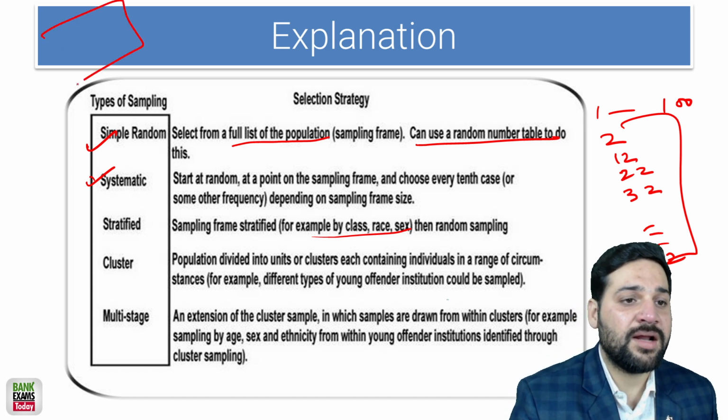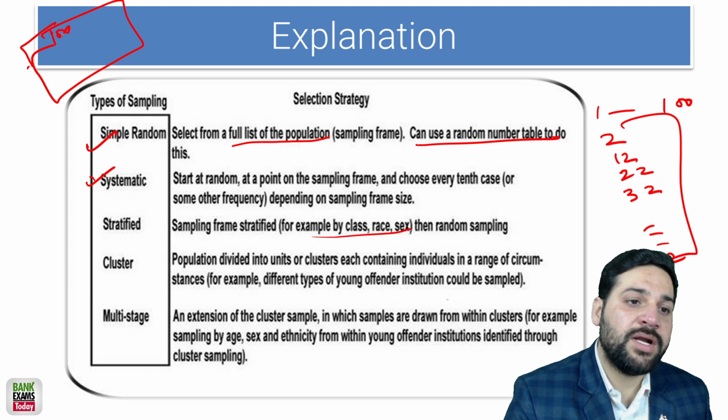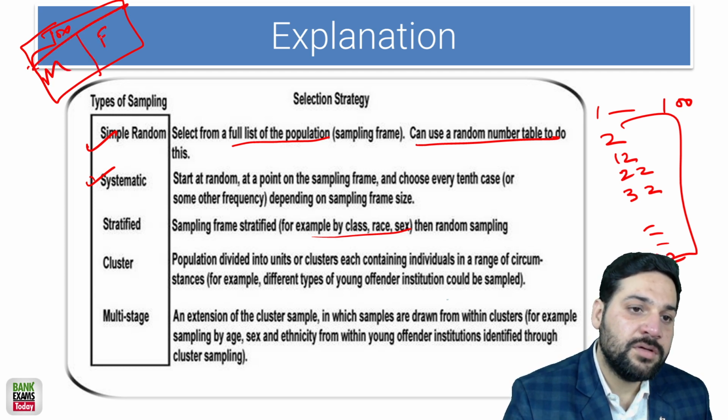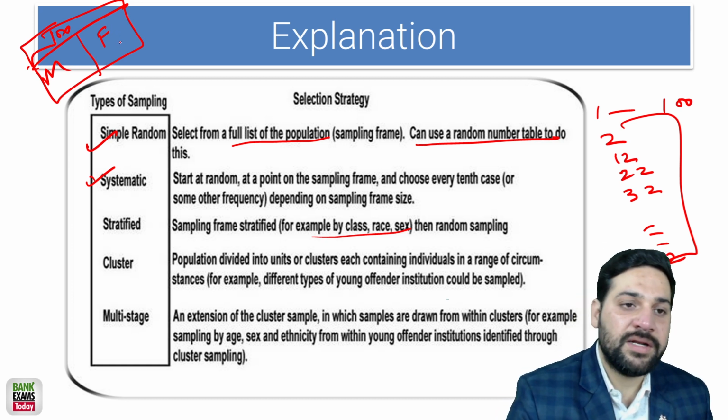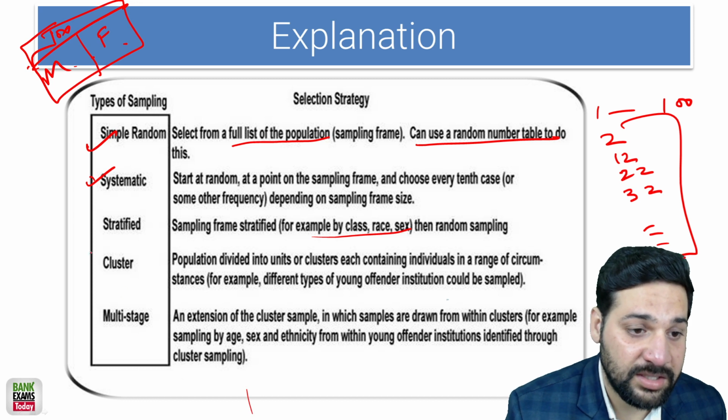So let's say there are 100 people. You are dividing the whole population between men and women, male and female, right? And then you are selecting the sample. So it is stratified random sampling.